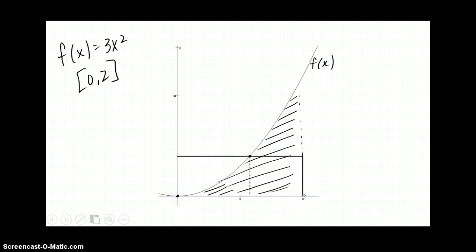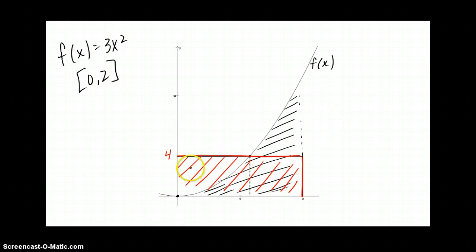Okay, so what we just found here, the average value rectangle has a height of 4. So the area of this rectangle, we found this to be 4. So the width is 4, the height of the rectangle is 2. The area of this rectangle is 8.